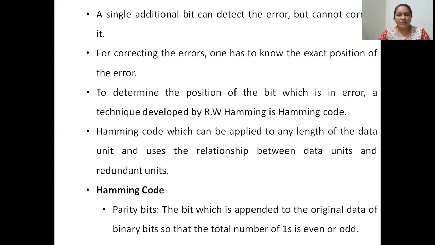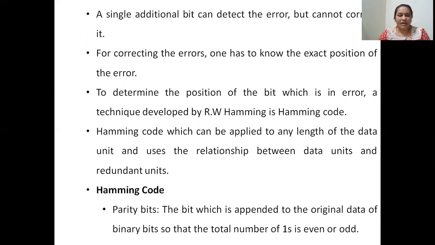To determine this position of the bit which is erroneous, R.W. Hamming, a computer scientist, developed a technique called Hamming codes. The Hamming codes make use of a relationship between the bits in the data unit and the redundant bits which are attached to find out the presence of bit errors as well as to correct them. Hamming code can be attached to any length of the data unit.